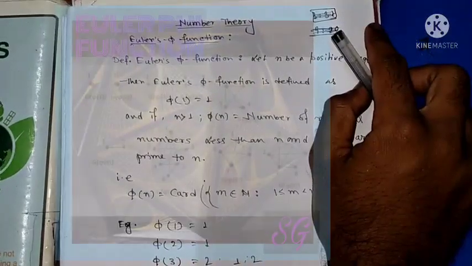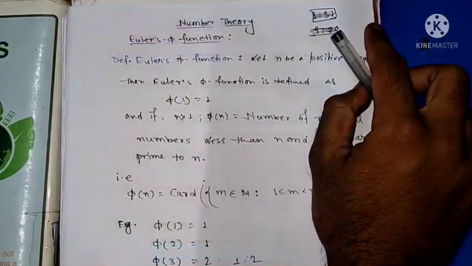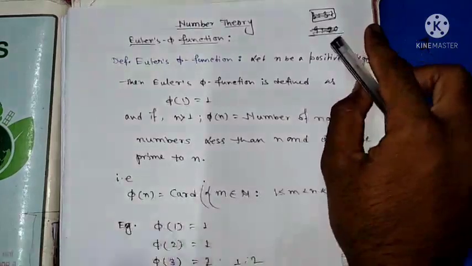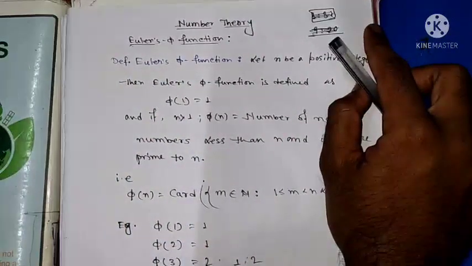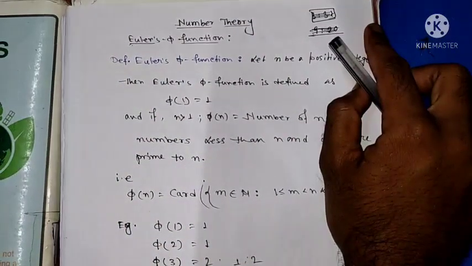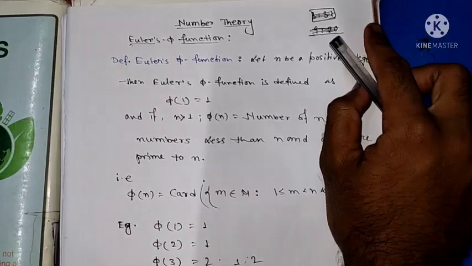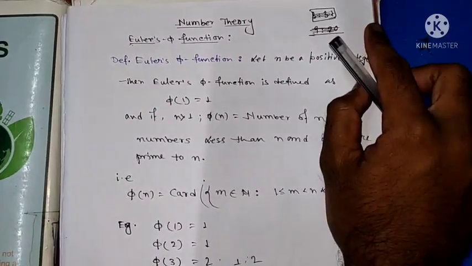Now we will discuss a very important topic of number theory. It is Euler phi function. What is Euler phi function? Euler phi function is the cardinality of a set.